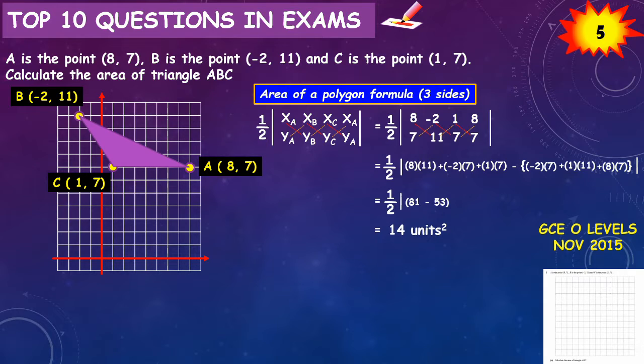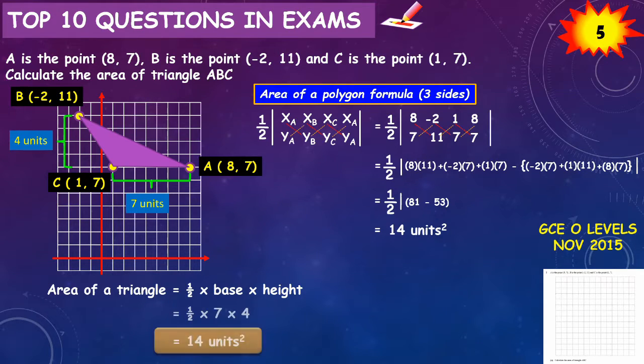But wait, let's look at the diagram again. There's actually a simpler way to solve this. We know the area of a triangle is half multiplied by the base multiplied by the height. By counting the number of boxes horizontally and vertically, we can get the height and base. Therefore, the area of the triangle is half multiplied by 7 multiplied by 4, which is 14 units squared.